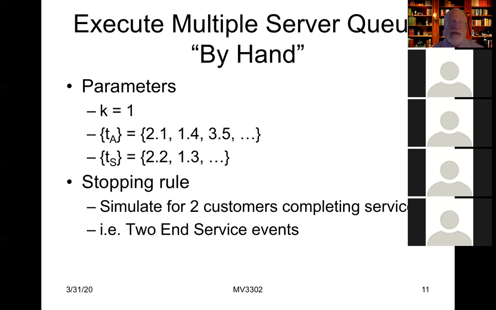But since we're doing it by hand, we're just going to show how the event list works and how these state transitions operate, with the objective of eventually extracting some statistics from this model, which we'll talk about a little bit more tomorrow. In this particular case, we're just going to simulate for 2 customers completing service. That is, we're going to have 2 end service events, and then we're going to stop there. Once we start implementing it on the computer, then we'll see various ways of ending the simulation.